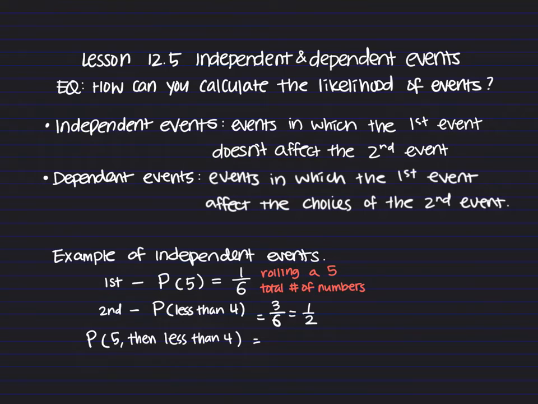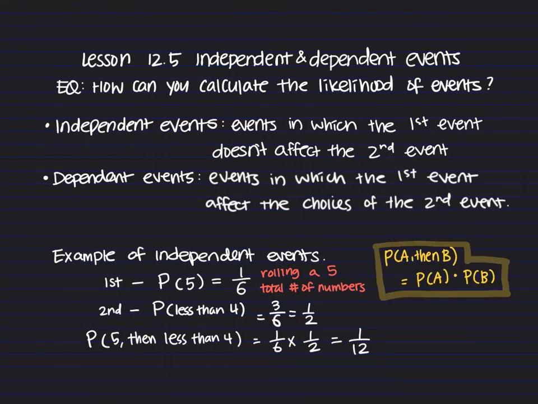So what I'm going to do is take these two numbers, 1/6 and 1/2, and simply multiply them. And when I do that, my probability is going to come out as 1/12. Now they are independent because whichever number I roll on the first try is not going to affect the number I roll on the second try. So if you look at the equation, the probability of having an event A and then B, you simply multiply the probability of event A and the probability of event B.